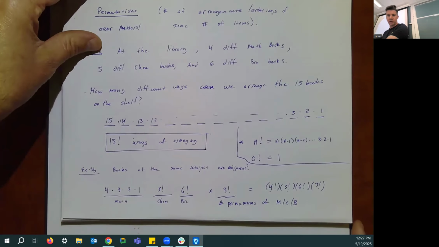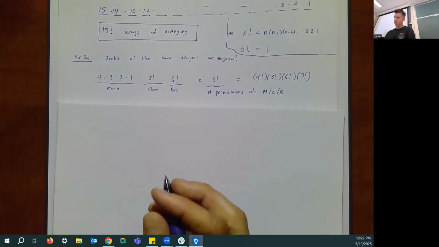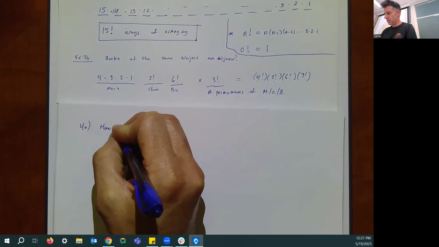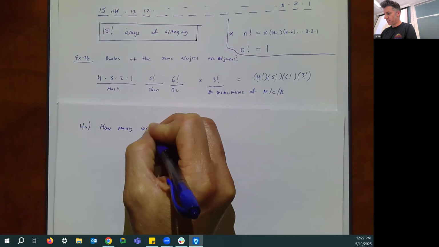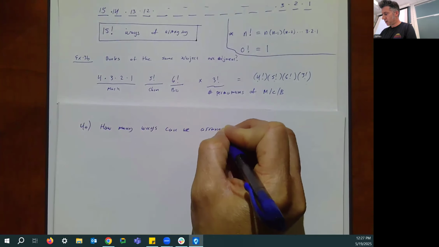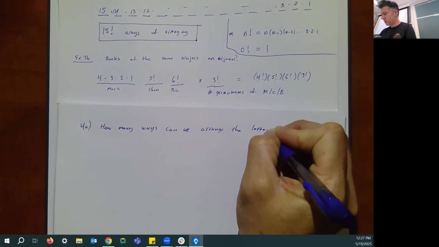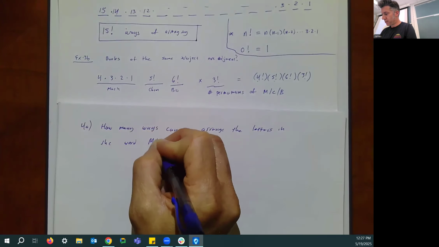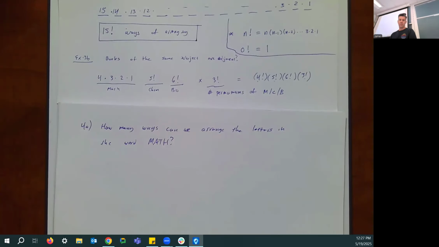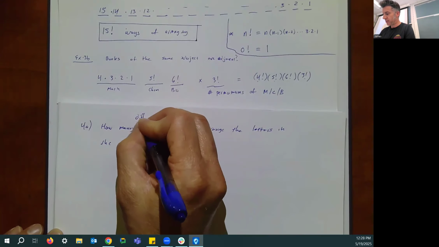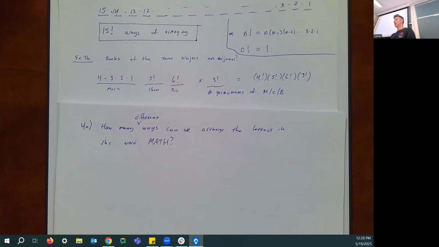Let's look at a few other examples here. How many ways can we arrange the letters in the word math? And I should say, I'm going to be a little more explicit here. How many different ways? It doesn't really change anything for this problem, but it will for the next problem, or at least it'll make it more clear what's going on.